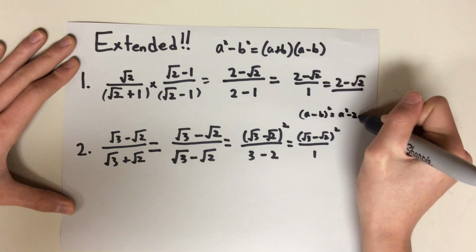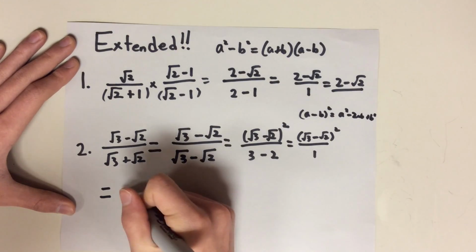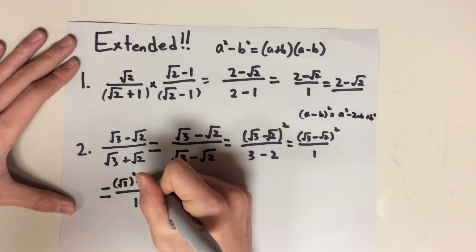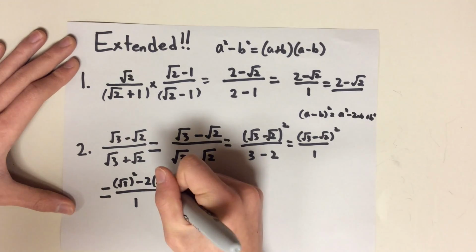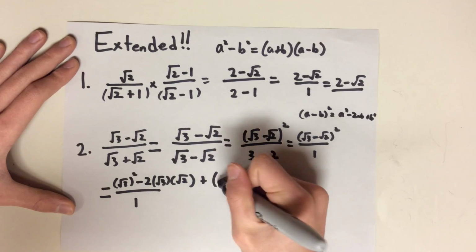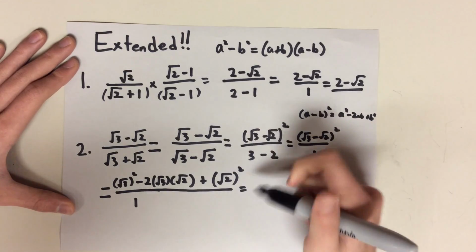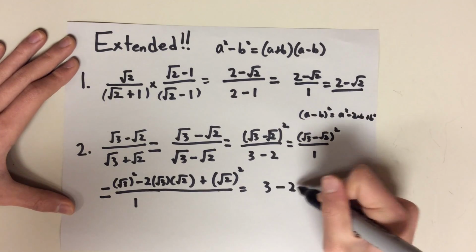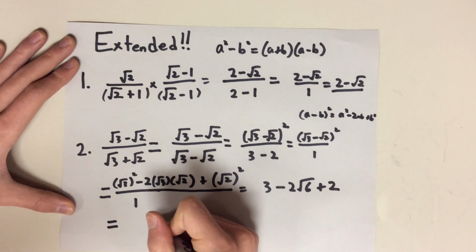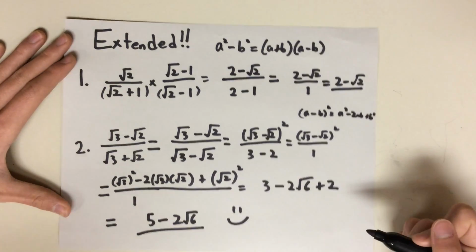Now this is just a squared minus 2ab plus b squared. So if we simplify this down, this becomes root 3 squared minus 2 times root 3 times root 2 plus root 2 squared. Now, if you simplify this even further, and if you know how to do it, this becomes 3 minus 2 root 6 plus 2. Now, what is this? It just becomes 5 minus 2 root 6, and we got our answer.